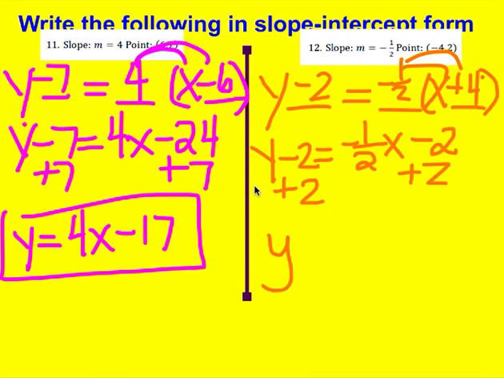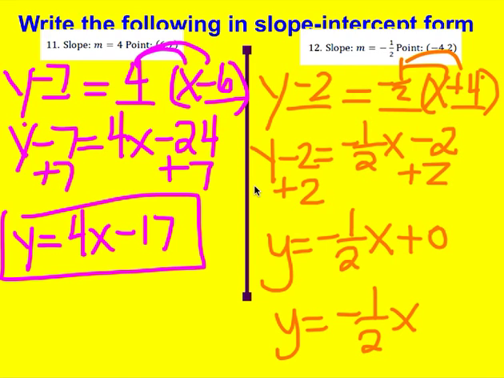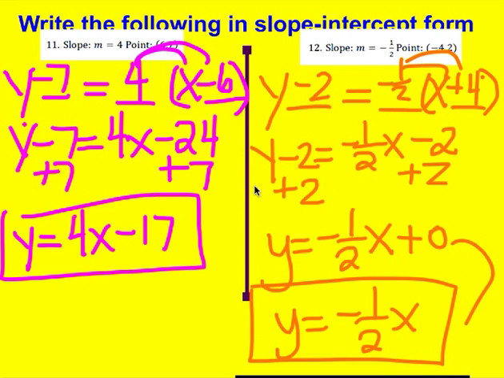So then I end up getting y is equal to, we're going to keep the negative 1/2 x the same, and then I have a negative 2 plus 2, which is going to end up being plus 0. So you could write it that way, or the beautiful mathematical way of writing it would just be this without anything at all. I will accept both of those answers though.